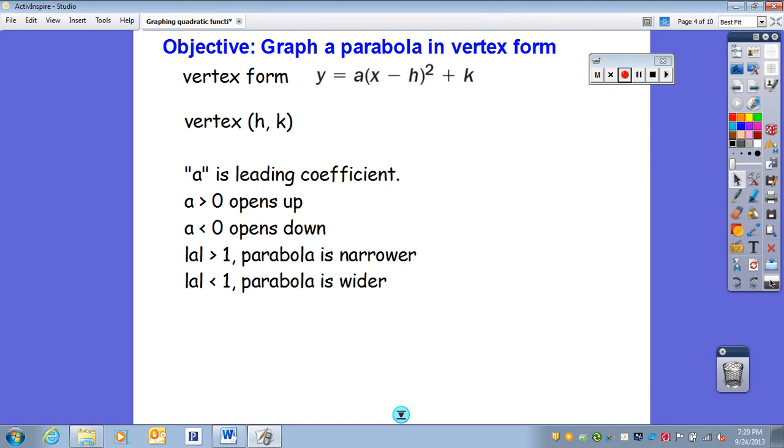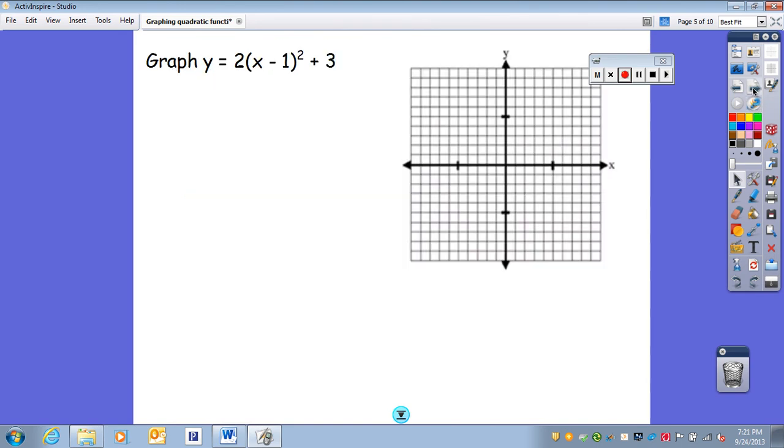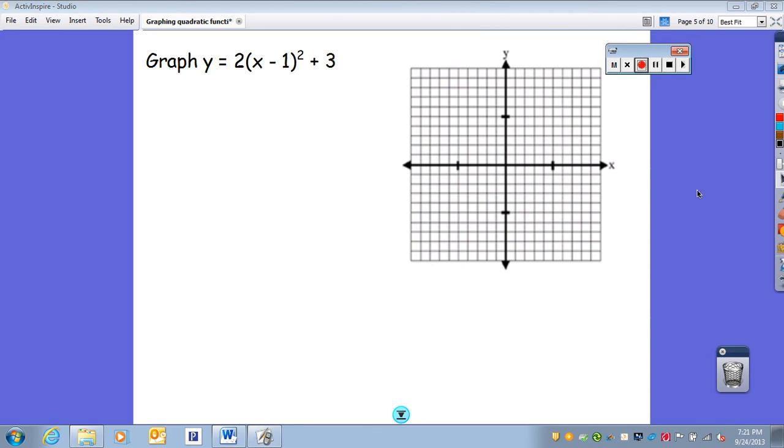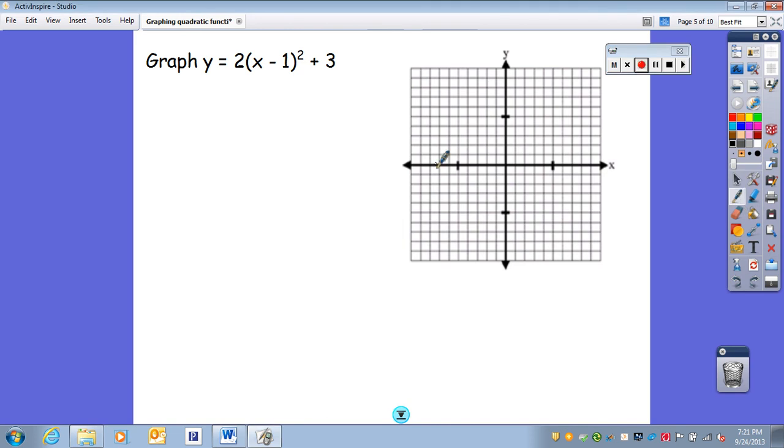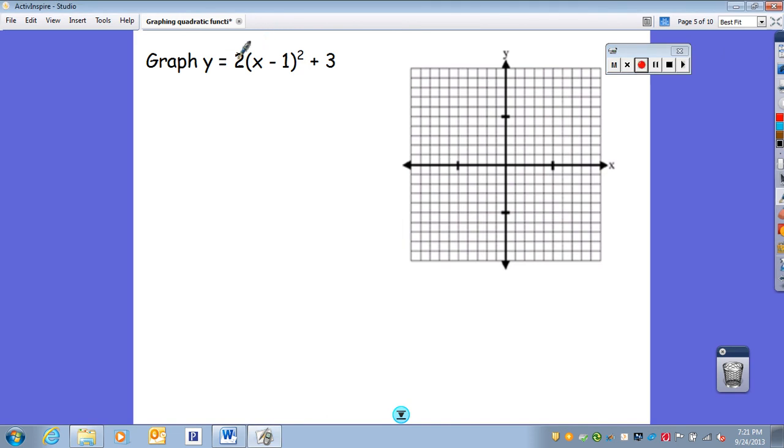So let's take a look at graphing a parabola in vertex form. The first step we would like to do is to find the vertex of the parabola. Please remember that the formula is y equals a, (x minus h) quantity squared, plus k, where h and k represent the vertex. So our vertex, coming from our vertex form, is going to be at (1, 3).